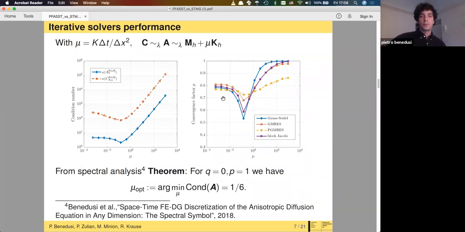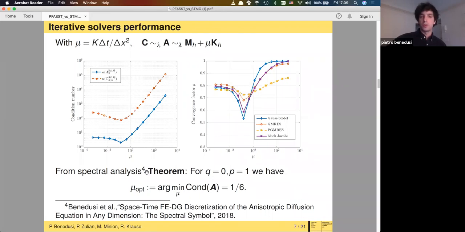And we were able to explain this behavior in terms of the spectrum of our space-time operators. So C is spectrally equivalent, meaning that it has the same eigenvalues, to A under some mild assumption, and this A is spectrally equivalent again to this linear combination of a mass matrix and a stiffness matrix. And with some simple computation, you can compute exactly this condition number. You can compute where the minimum is.